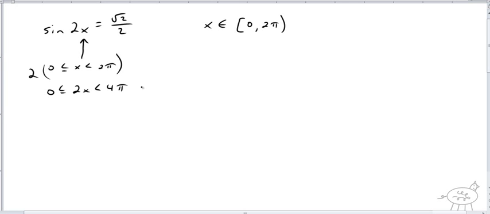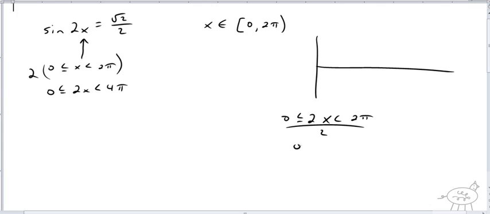I want to make a little graph on the side here. Think about how we graphed this back in the day. When we set up a sine graph, you did 2x between 0 and 2 pi, and then you divide everything by 2 and get 0 less than or equal to x less than pi. Do you agree this is one period? X is between 0 and pi. In one period I would get two answers. We've done that in the past.